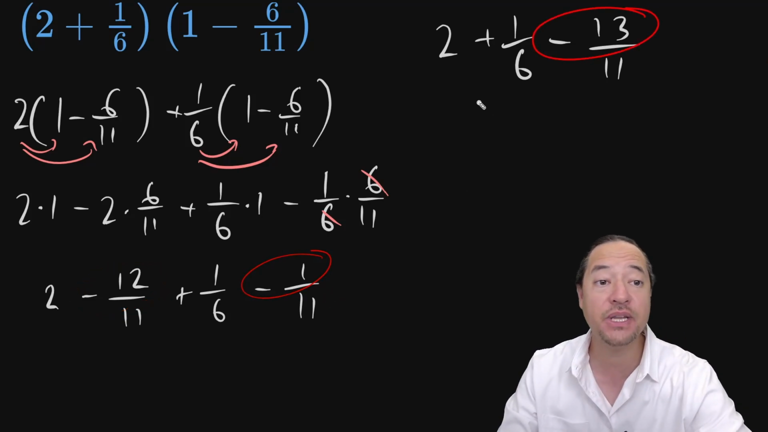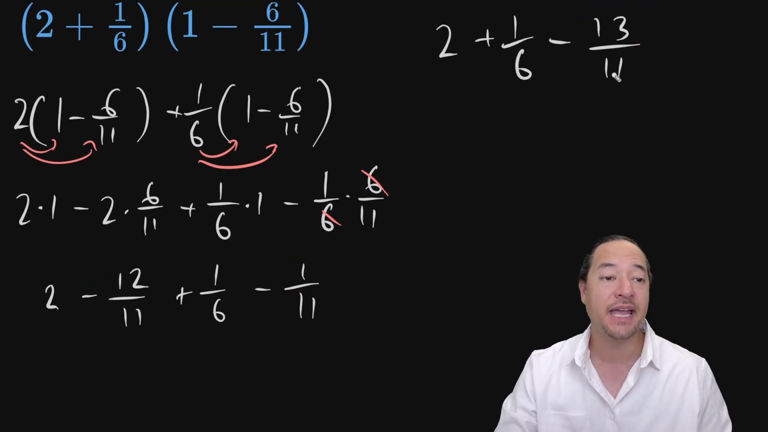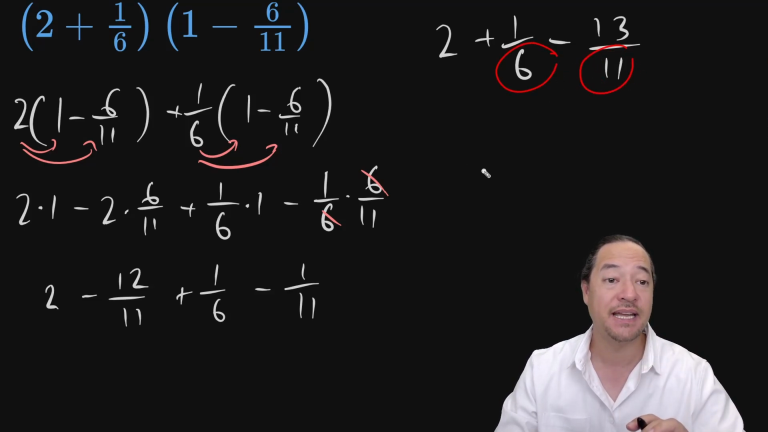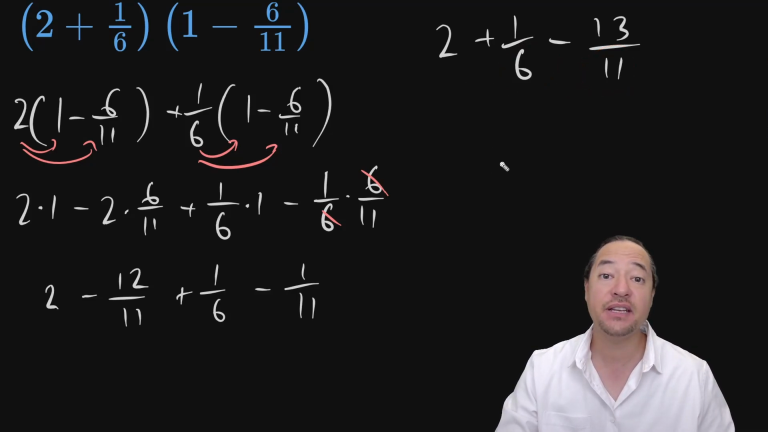Okay, so now what we need is a common denominator, right? And since the number 11 is already a prime number, I think I'm just going to have to multiply these two denominators together. So that's going to give me a common denominator of 66. Okay, so everything needs to have a denominator of 66, including this number 2. I'm going to think of that as a 2 over 1. Okay, so I'm going to multiply this by a 66 over a 66.